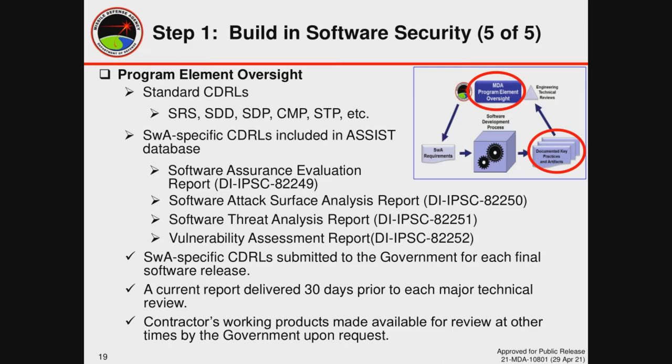Each of those CDRLs must be performed at least once during every software development lifecycle. And the current report is to be delivered 30 days before each major technical review. So that completes the description of how the Missile Defense Agency builds in software security. Software assurance requirements are put on contract, and software development practices are actually verified at the major milestone reviews and through normal program office oversight.